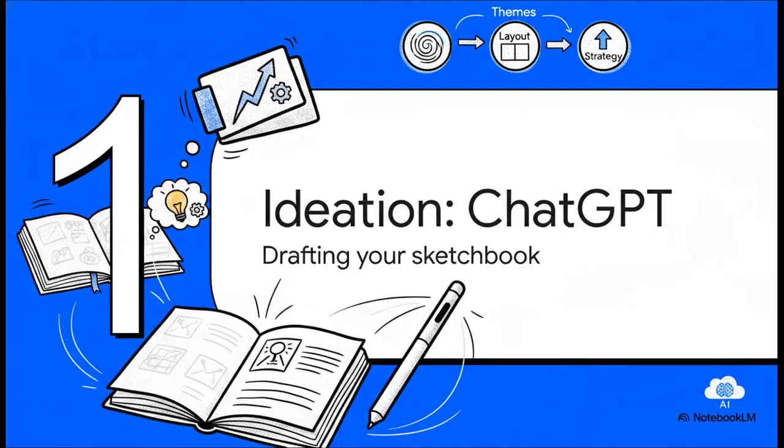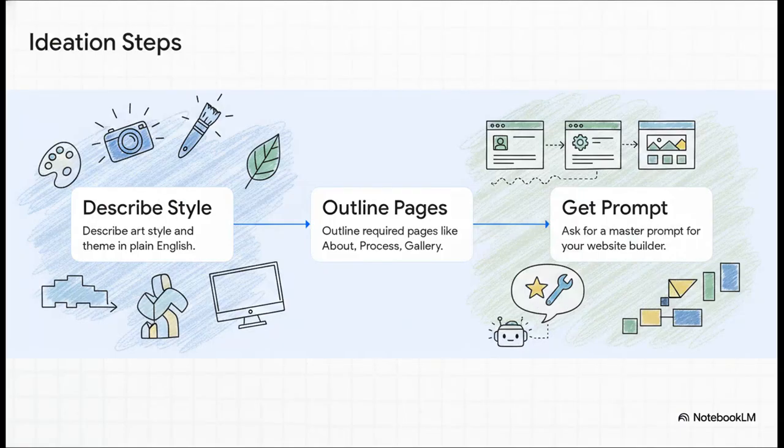All right, jumping into section 1, ideation. ChatGPT, drafting your digital sketchbook. Here is how we turn this into actionable steps. Step 1, you just tell ChatGPT exactly what your art style is. Are you a minimalist photographer? Maybe a mixed media sculptor working with recycled plastics? Just describe your themes in plain English.